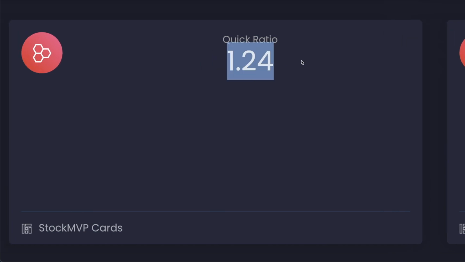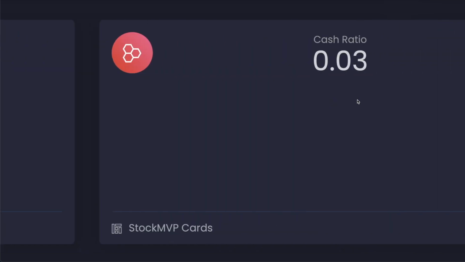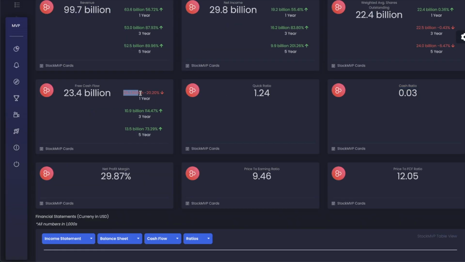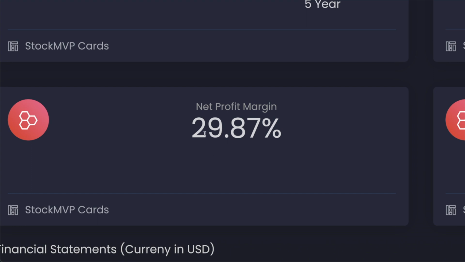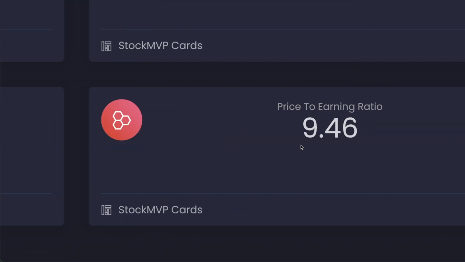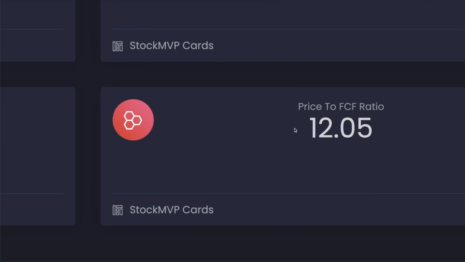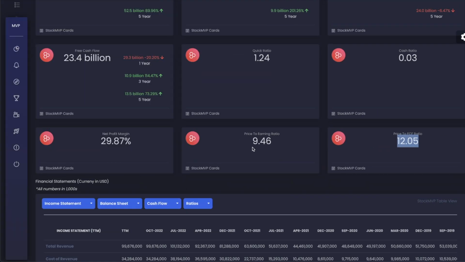The quick ratio is not too bad, 1.24. The cash ratio is horrific. That might be down to the free cash flow being so bad. That is not good at all. I typically like companies that have at least a 0.25 cash ratio. The net profit margin is decent, 29%. The price to earnings ratio is insanely cheap, of course, as we know from the scanner, and the price to free cash flow is quite cheap too.